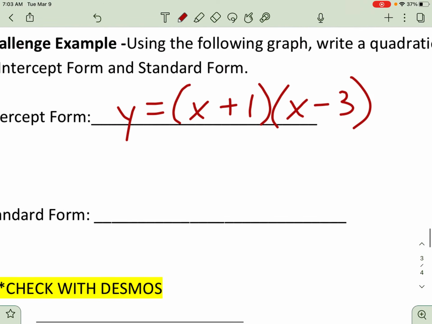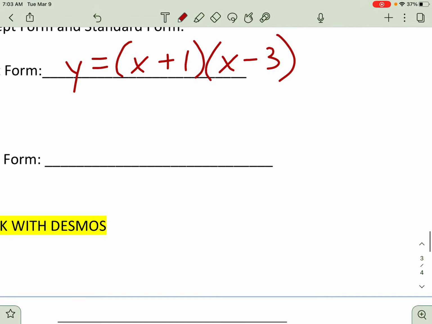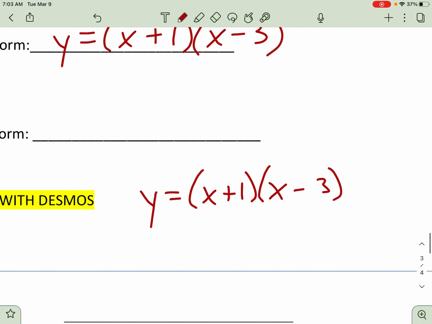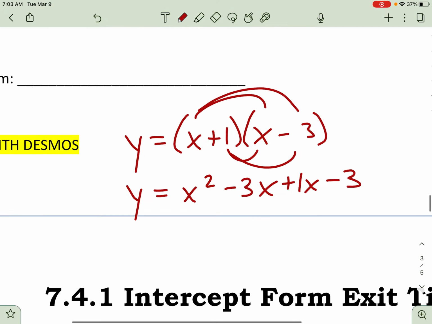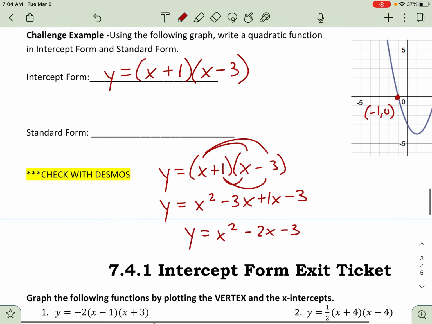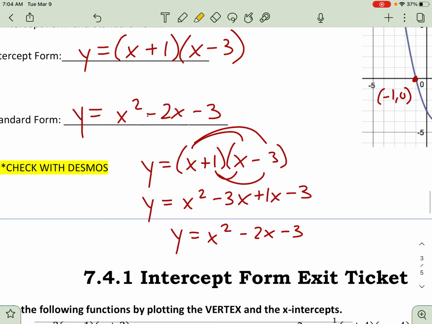Okay, now how can we write that in standard form? Well, pretty simple. Let's just multiply it out, now that we've got one form. Okay, FOIL: first, outside, inside, last. And that simplifies to x squared minus 2x minus 3. All right, so there's our standard form. y equals x squared minus 2x minus 3. So that's it. So you've got your standard form, you've got intercept form.